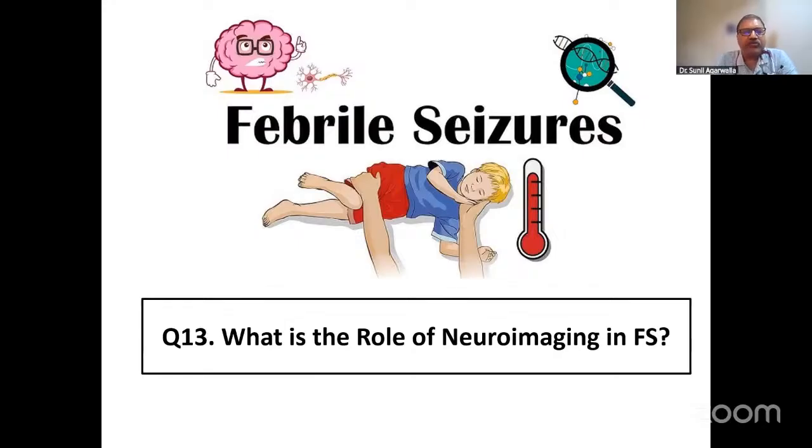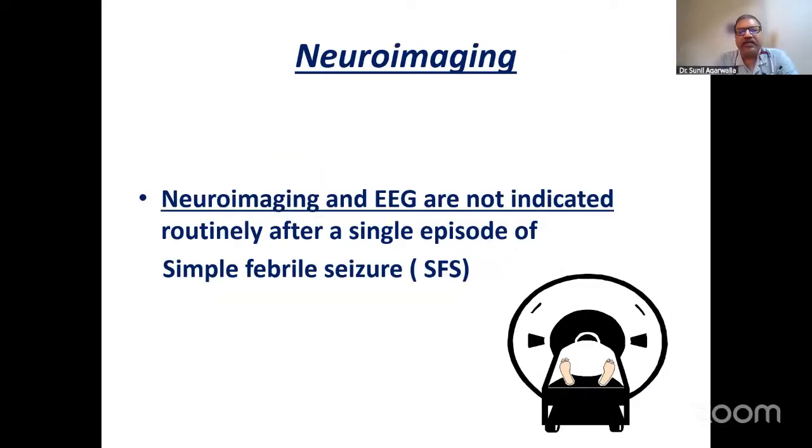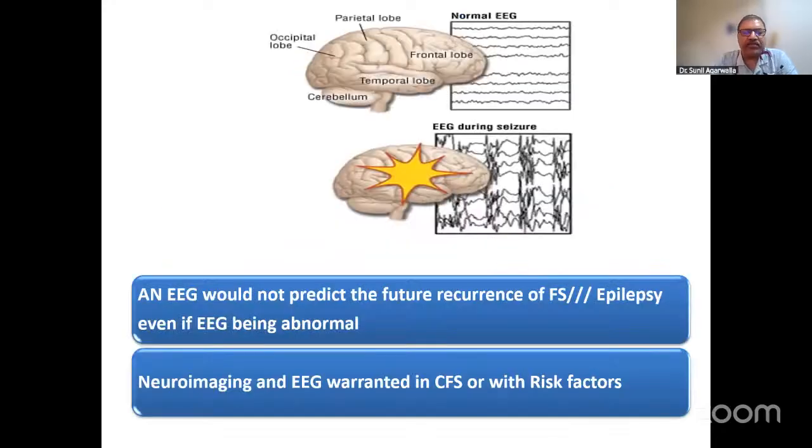What is the role of neuroimaging? This is a very nice question. Neuroimaging and EEG are not indicated routinely after a first, single episode of simple febrile seizure. Even in multiple episodes, we are not going to do EEG. Getting an abnormal EEG in a normal child doesn't give an indication to go for long-term anti-seizure medication, and an EEG does not predict the future occurrence of febrile seizure or epilepsy. Neuroimaging and EEG are warranted in complex febrile seizure or with risk factors, for example a history of epilepsy, or if it is a neurodevelopmental child. Then we have to go for neuroimaging.